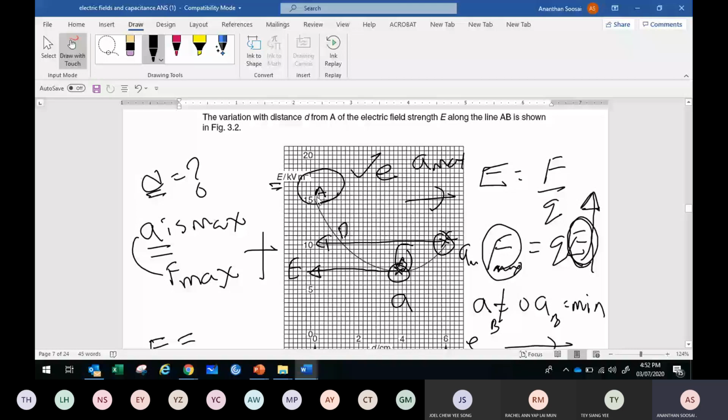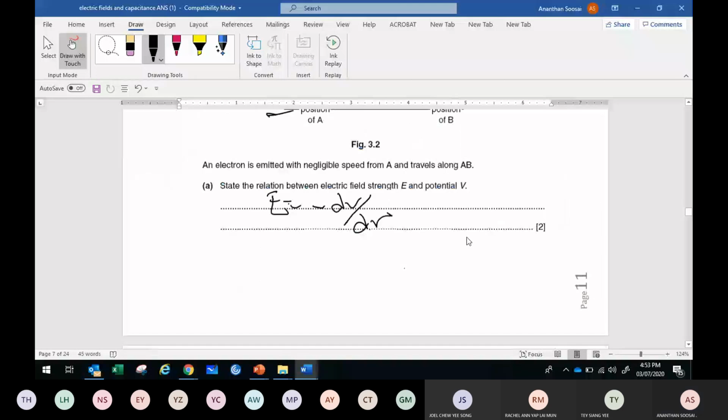Acceleration decreases to a minimum value at that particular d, 4 centimeter, and the acceleration increases again after passing the 4 centimeter because electric field strength increases. Electric field strength is directly proportional to the force, so bigger electric field strength means bigger acceleration. So maximum at the beginning, reduces at 4 centimeter, and increases again at 6 centimeter. That should be the answer.